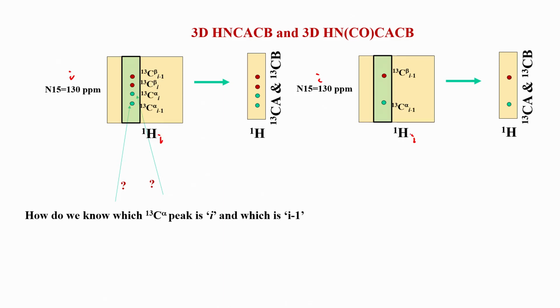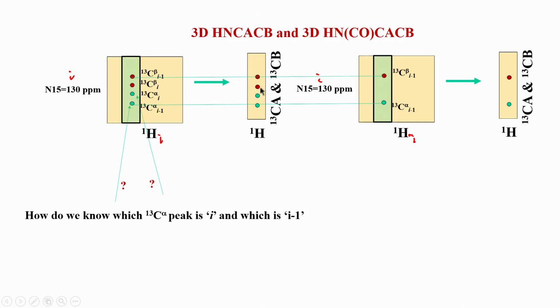For the same amino acid I, I am able to get I minus 1 here, whereas here I got both I and I minus 1. So, if I draw a line, you can see this line here is matching with I minus 1 here. Based on this combination, if I keep these two spectra, or these strips, side by side in my computer, I will be able to figure out which two correspond to I minus 1 and which two correspond to I.